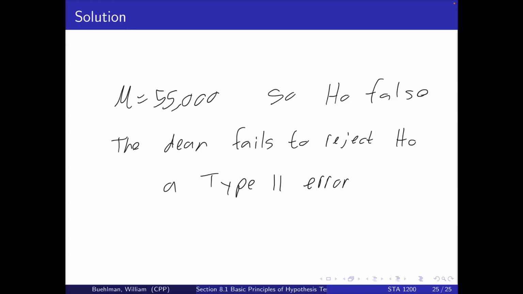We have that the true mean is $55,000, so the null hypothesis of it being equal to $50,000 is false. The dean failed to reject the null hypothesis, so the dean did not reject the null hypothesis of $50,000 when the true mean is $55,000. So the dean failed to reject the null when the dean should have rejected the null. Thus, this is a type 2 error.